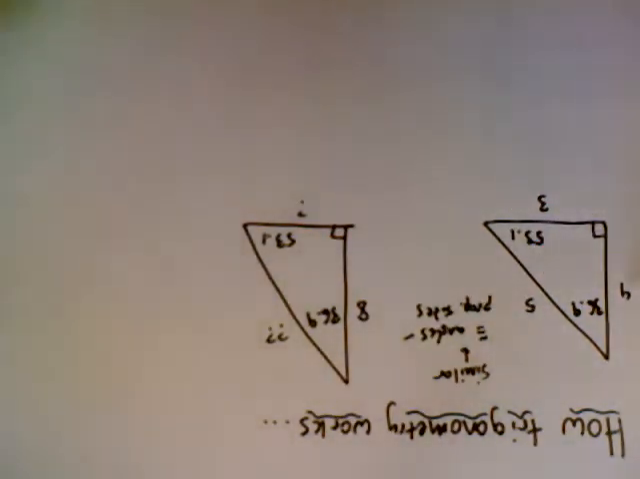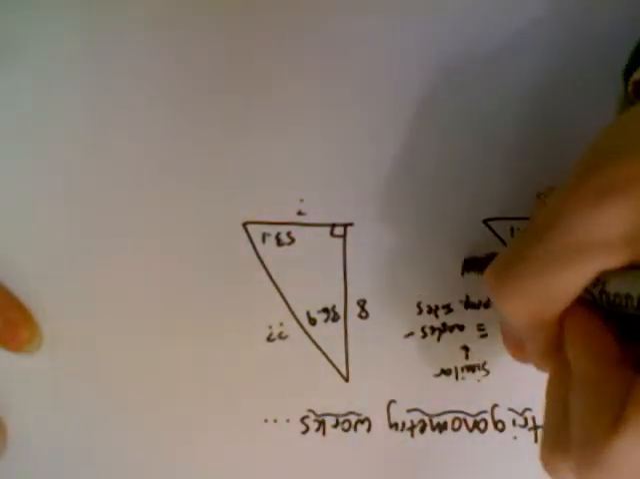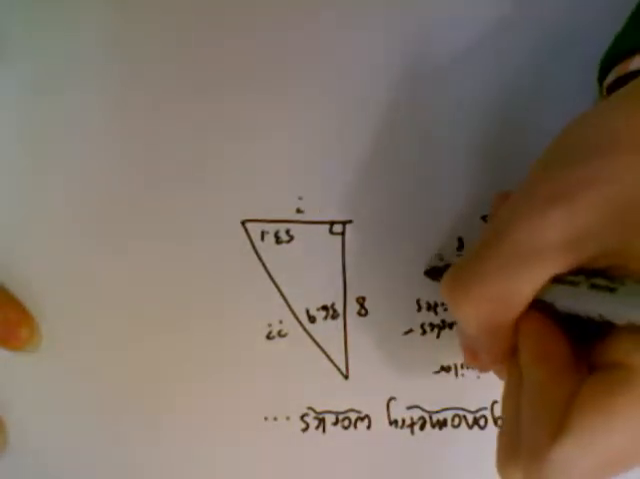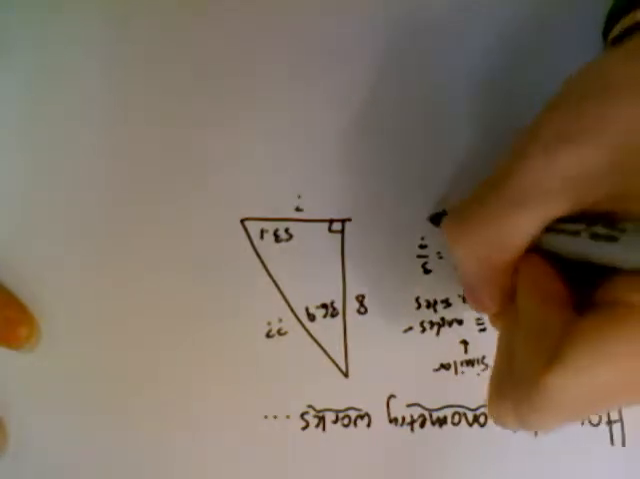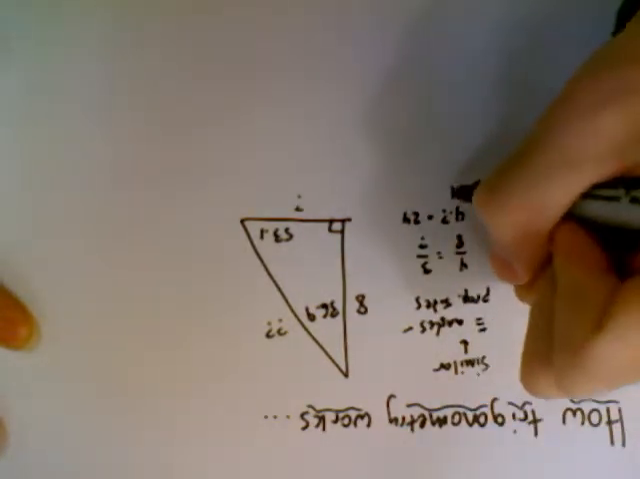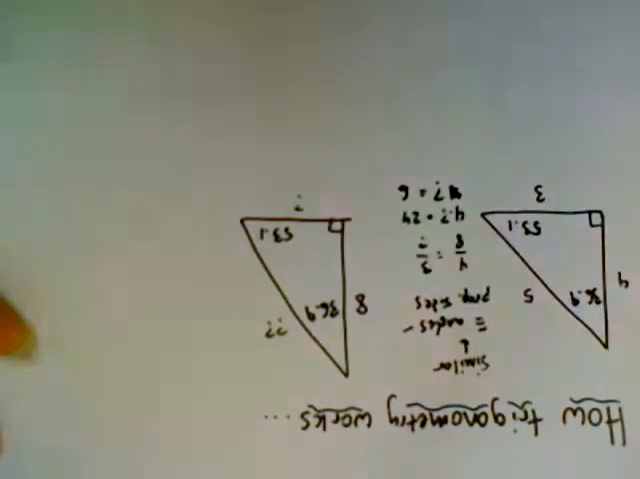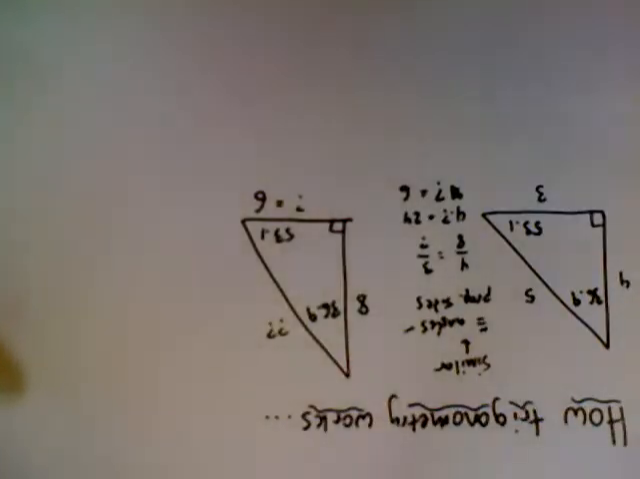So you could set up a proportion and say, oh, well, I must know that 4 over 8 is equal to 3 over this question mark, and that 4 times this question mark must equal 24, and that means that the question mark is equal to 6. So you would be able to figure out what this side is. This side is equal to 6.